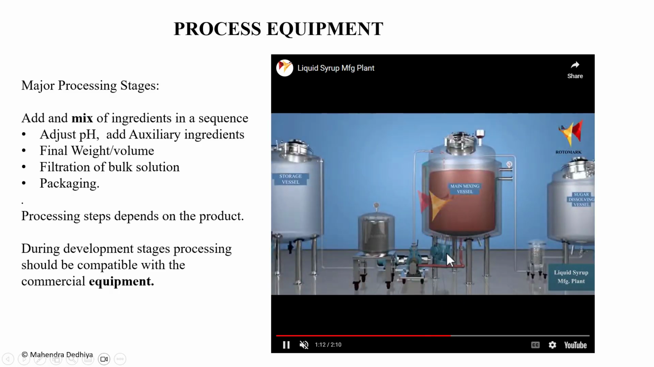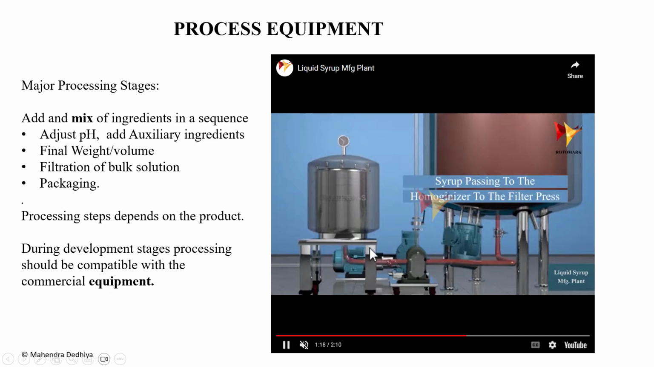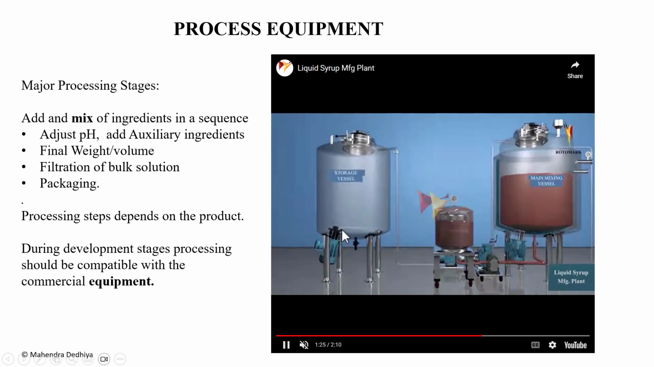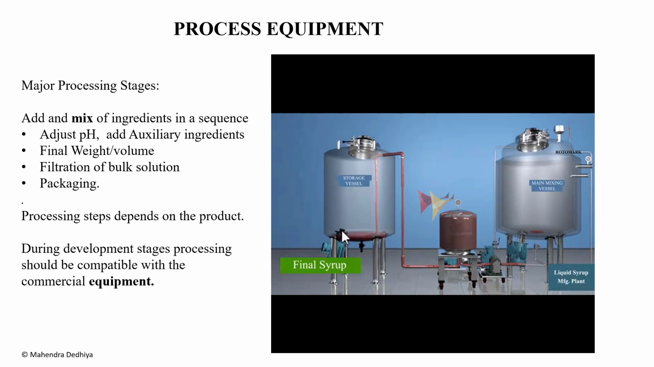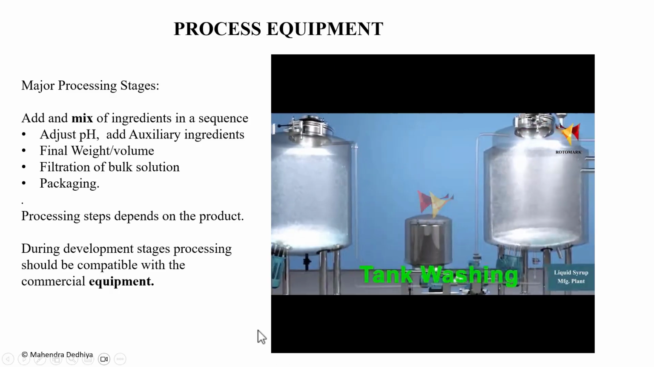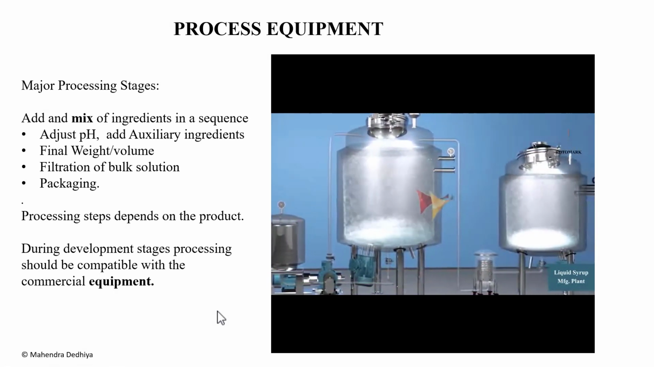The last step, once the product is made, is to pass it through a mill or homogenizer, if required, into a storage tank. The storage tank generally does not have intense mixing. This is common for most of the solution manufacturing. We may have more equipment depending on the product. All this equipment is generally washed.